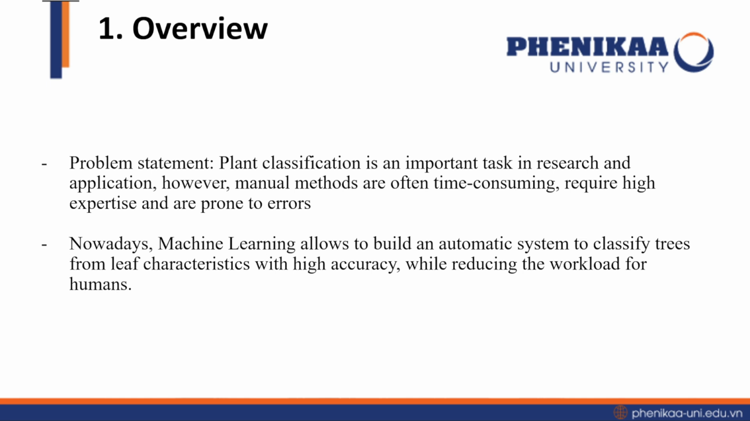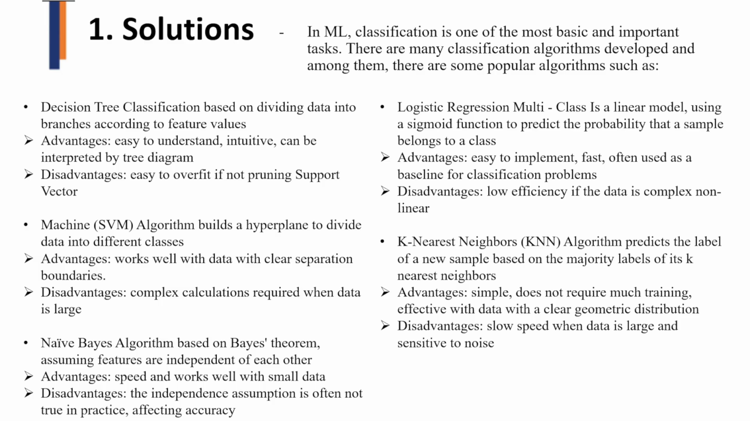Nowadays, machine learning allows us to build an automatic system to classify trees from leaf characteristics with high accuracy while reducing the workload for humans. In machine learning, classification is one of the most fundamental and important tasks. It means to predict the class of an object based on input features.